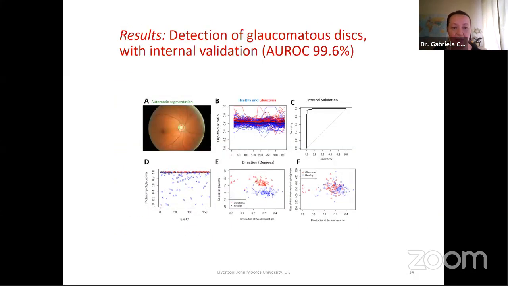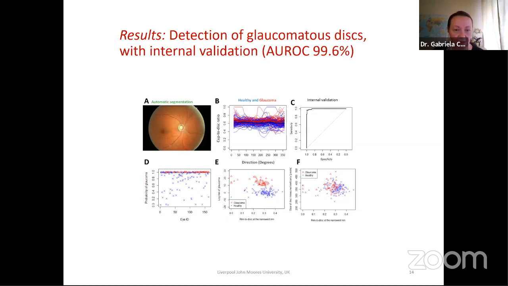So here are the results from internal validation. By internal validation, we mean we use data from ORIGA. These are data from Singapore of 650 eyes. We split it into two halves. One half of the data was used to do the segmentation, the automated segmentation, and then also the same half was used to figure out the posterior probability of glaucoma, the rule, and also fit the spatial statistical model of that curvature. And then the other half, 325 eyes, was used to test how good this posterior probability or this discriminatory rule is.